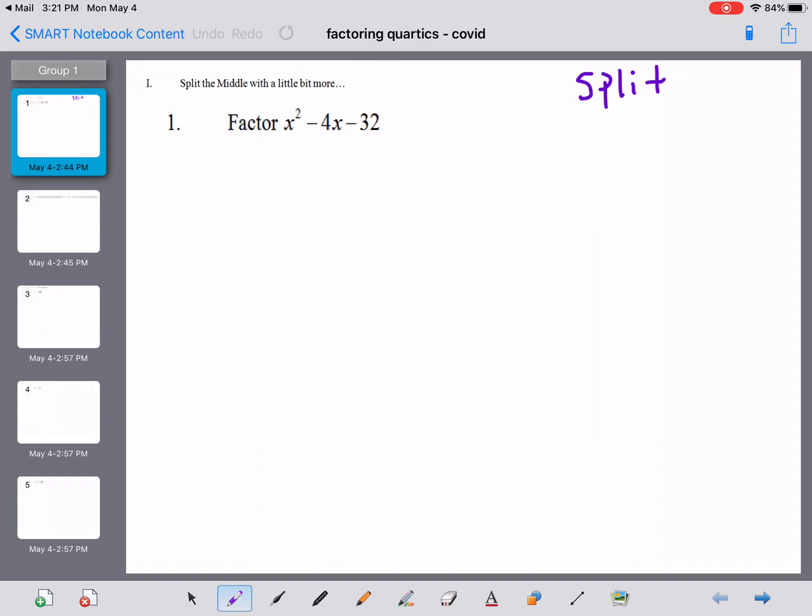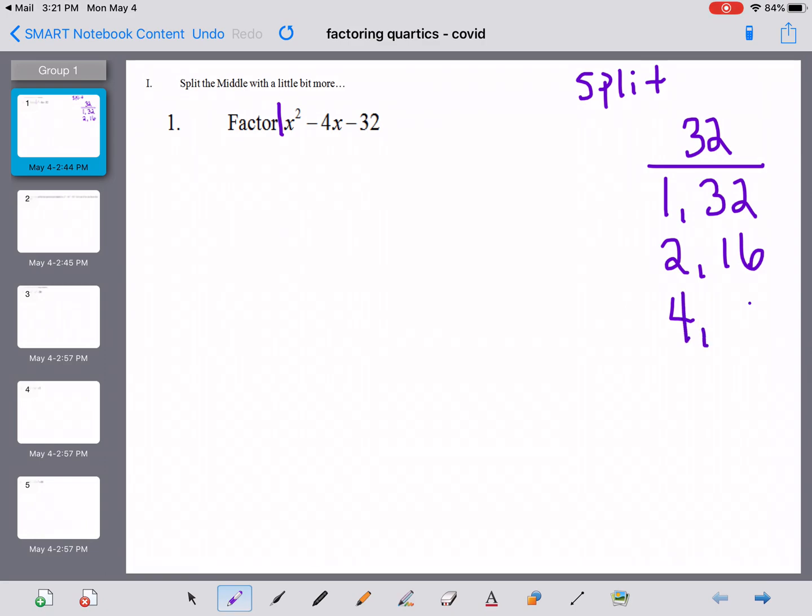And when we split the middle, we're going to look at the factors of 32, because it's going to be 1 times 32, which is 32. And the factors of 32 are 1 and 32, 2 and 16, 4 and 8. And what we're looking for is what combines to be 4, either adding or subtracting. And we know from here that if we do 4 minus 8, we can split the middle.